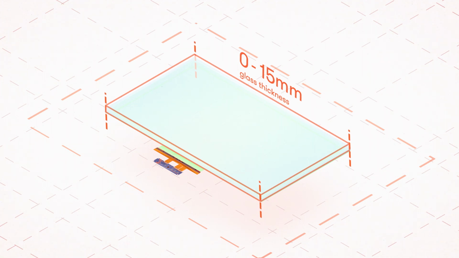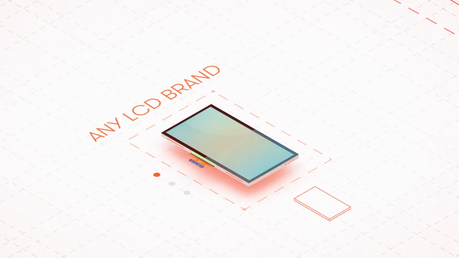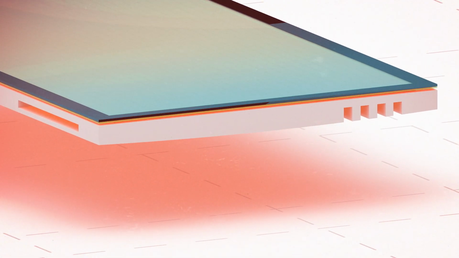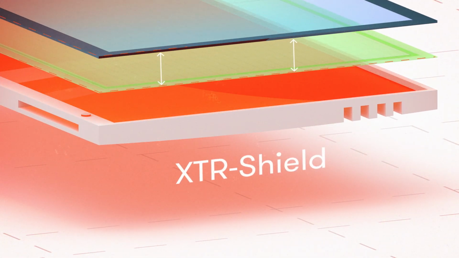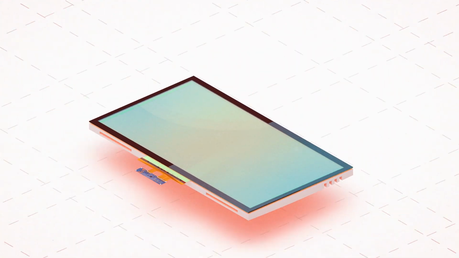Just apply the touch sensor to a glass. Put that glass on top of an LCD, and you have a touch screen. To make the sensor and the display closer than ever, we developed Extra Shield, a proprietary noise filtering technology.